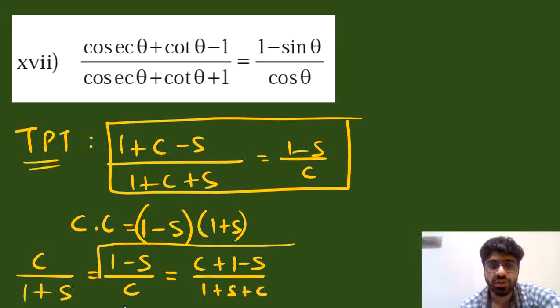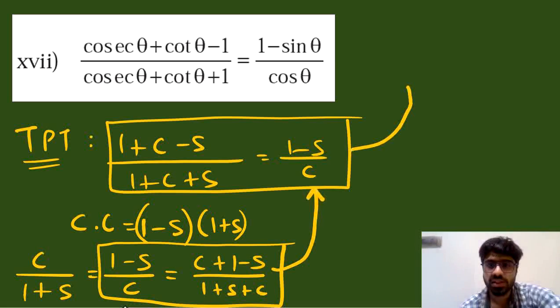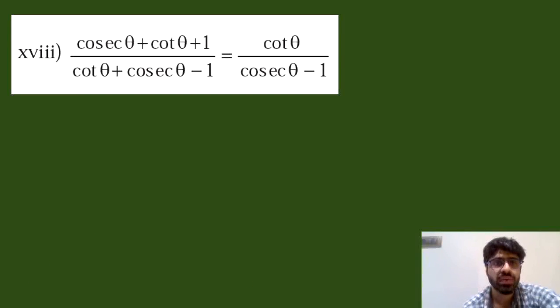And yeah, we have proved it, that this result is true. That is, we have proved this particular result, and proving this result is enough to prove that this result is true. So that is how we are proving this particular question. And with that, let's go ahead with the next one.